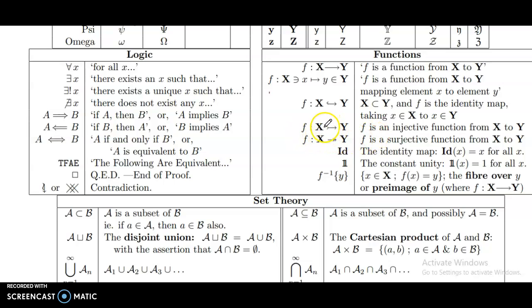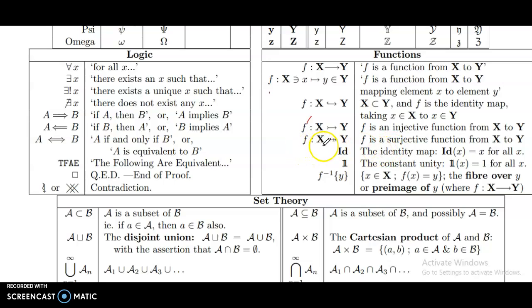Here the arrow mark is different, with a tail at the start. So f is an injective function from X to Y. The arrow mark is very important.